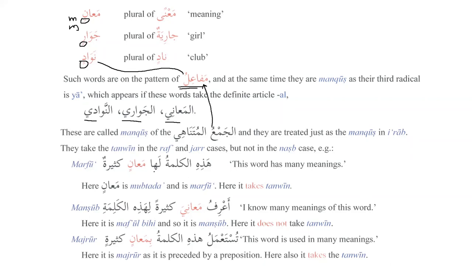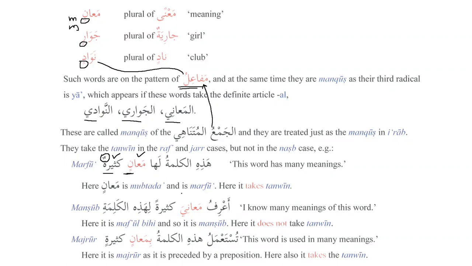هذه الكلمة لها معان كثيرة. Now here ma'anin is marfu'. And how do we know it is marfu'? The easiest way to recognize it is because it is mawsuf and the sifa is marfu'. So when we see that the sifa is marfu', that means it is also marfu'. This word has many meanings.